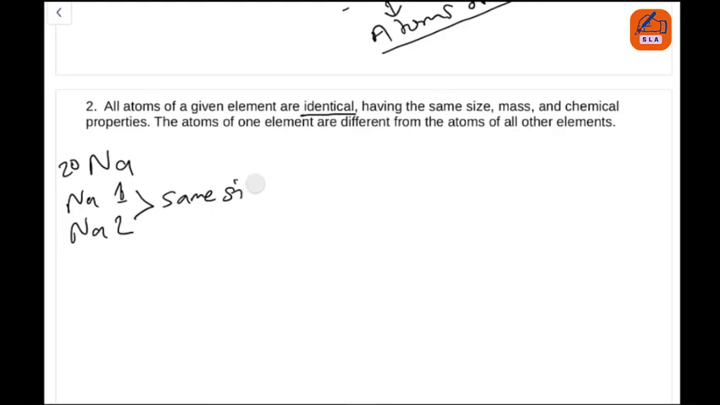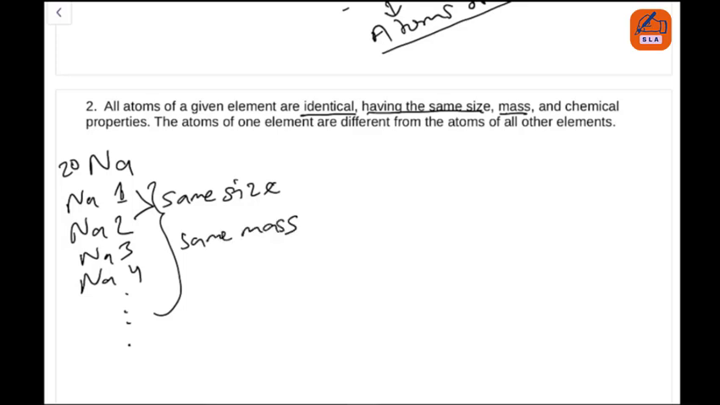All of them will have, let me write this properly here so that it is legible, the same size. All of them, they'll have sodium atom number 1 and atom number 2, they'll have the same size. Point number 2. Point number 3, they will have the same mass. So the mass of sodium 1 and sodium 2 will be the same, and also the mass of sodium 3 and sodium 4 and so on. All of these will have the same mass. So the content of each element, of each atom of these elements will be the same.